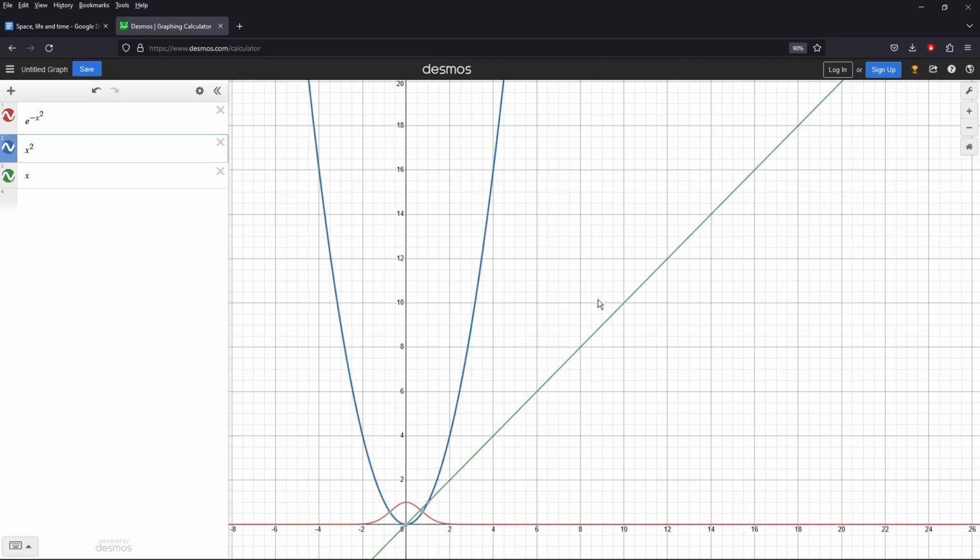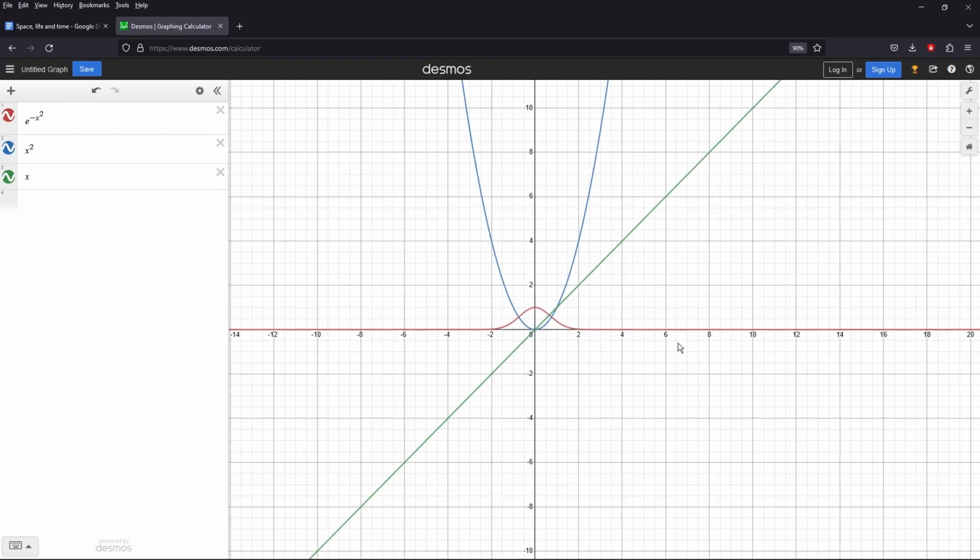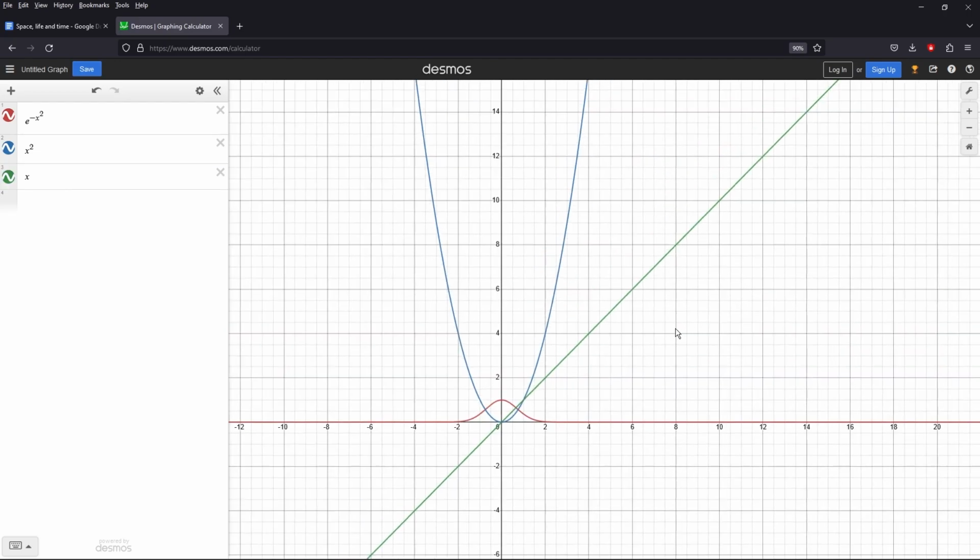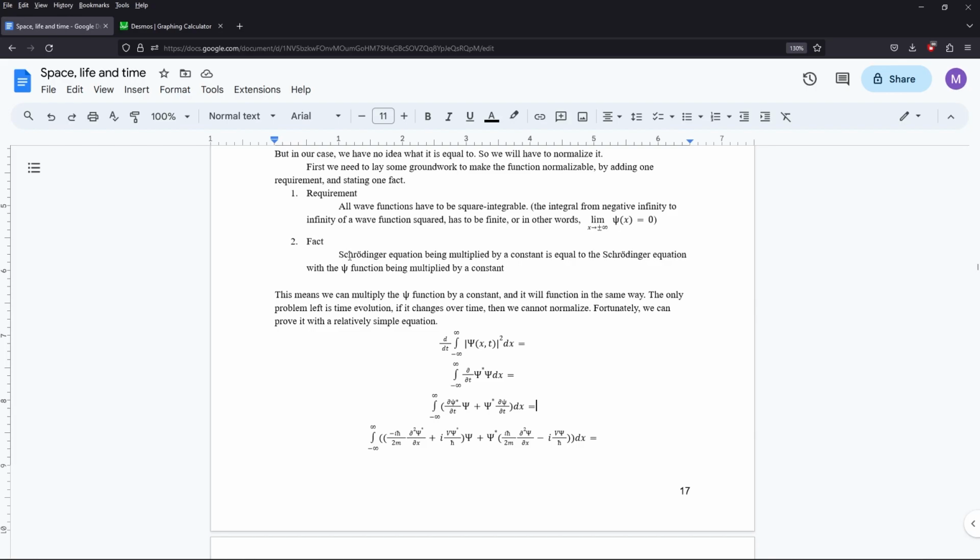It makes sense if you think about it, because normalizing the function would otherwise be an absolutely ridiculous process. Obviously the probability can't just keep on going up forever. It has to be finite. You have to be able to integrate it and get some value that's not equal to infinity. That's the requirement which all these functions follow. And in fact, Schrodinger's equation multiplied by a constant is equal to Schrodinger's equation with the psi function multiplied by a constant.